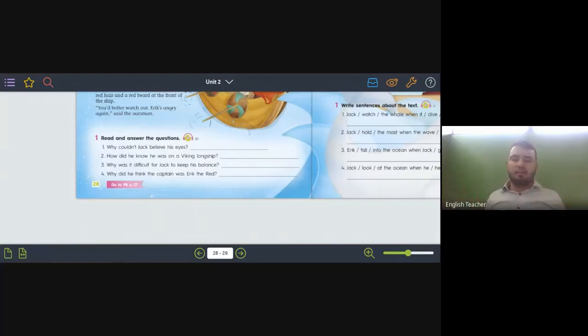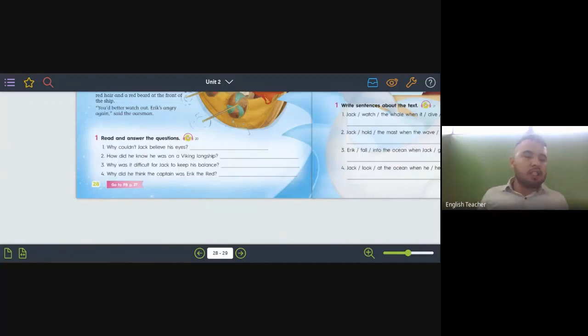And what does it mean? What does it mean that something is rocking? Rocking is that it goes from right to left, down and up. So it means like losing balance, crashing, unbalanced, something like that.